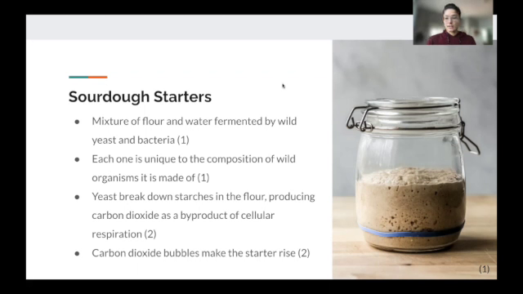So how does this work? The yeast will break down the starches in the flour, and then they will produce carbon dioxide as a byproduct of cellular respiration. And this carbon dioxide will be seen as these little bubbles in the starter, and they make the starter rise.